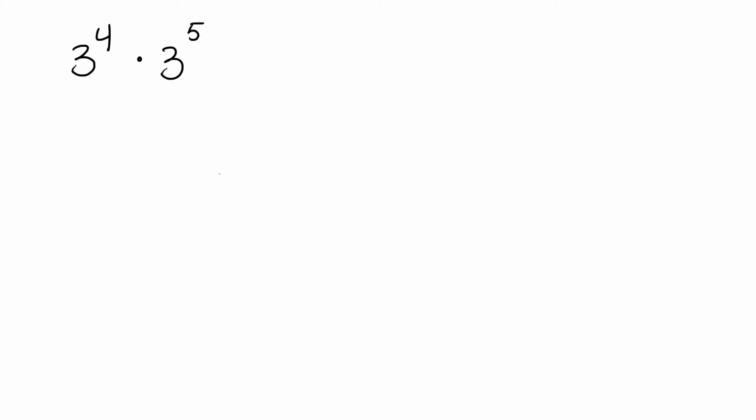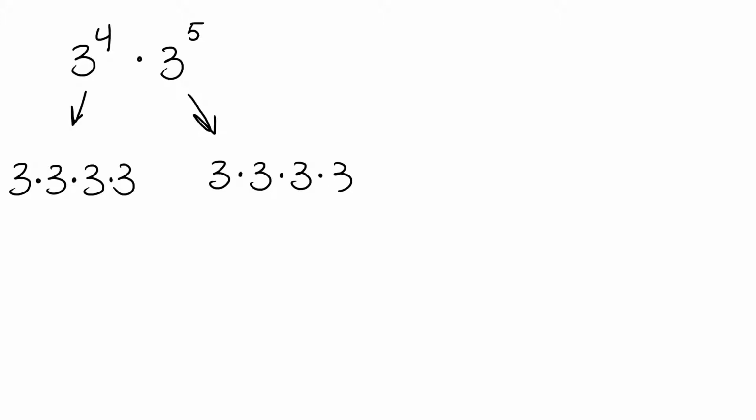For our next problem, we're going to do 3 to the 4th power times 3 to the 5th power. Again, we can write it out long ways using that base number 3 and using that 4 times. And then for the second part, using the base number 3 and writing it out 5 times. We count them up: 1, 2, 3, 4, 5, 6, 7, 8, 9. And so our answer becomes 3 to the 9th power.